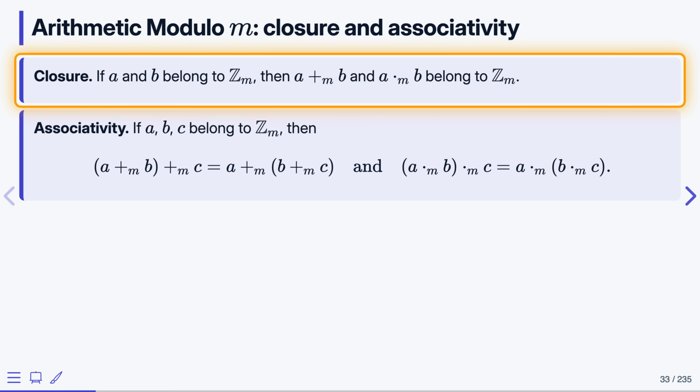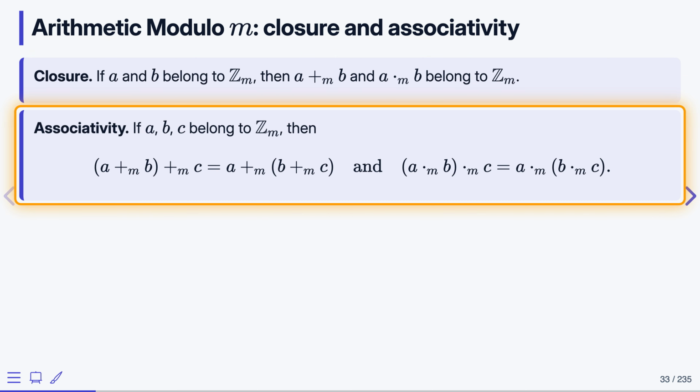This new arithmetic behaves a lot like normal arithmetic. First, closure. If you add or multiply two members of the set, the answer is still in the set. It never escapes. Second, associativity. The grouping does not matter. You may combine the first two first or the last two first, and the result is the same. This holds for both plus and times.